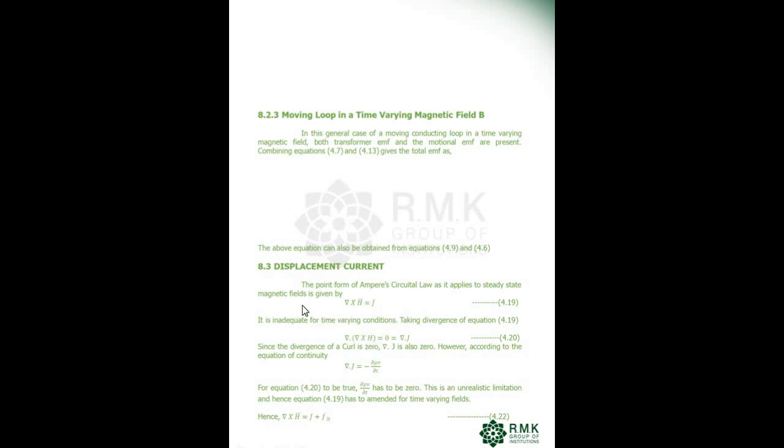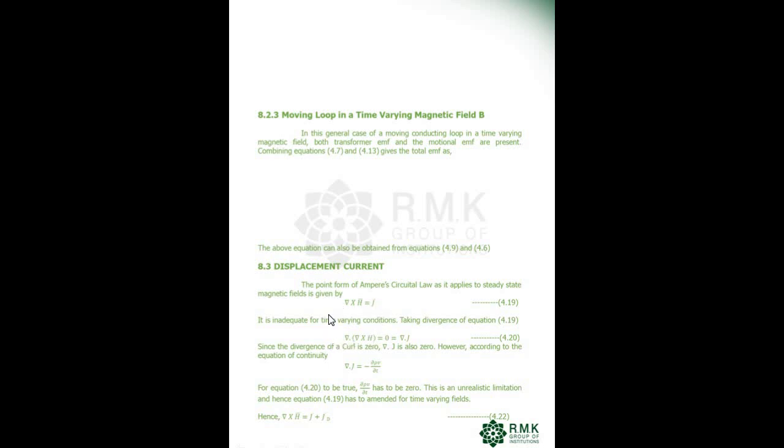Okay. Now see here, we have seen displacement current. With that, we are going to derive Maxwell's first equation. Del cross H is equal to J. This is Ampere's circuital law point form. This is equation 4.19, shown in the notes here. Del cross H is equal to J.